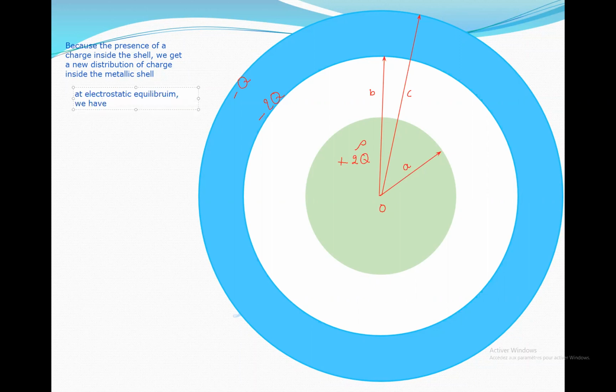We have minus q at the outer surface and minus 2q at the inner surface. Okay.